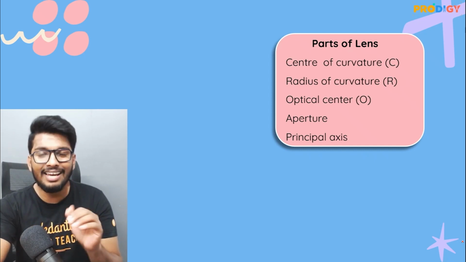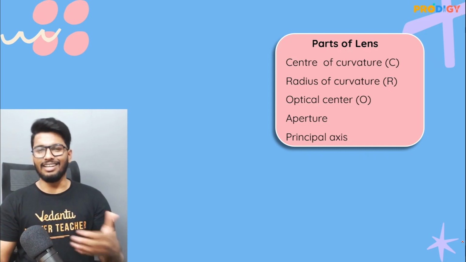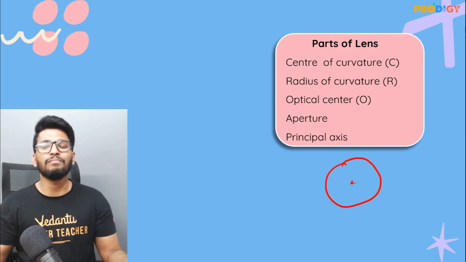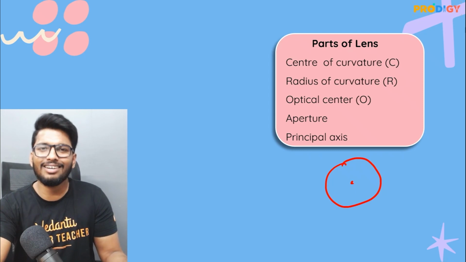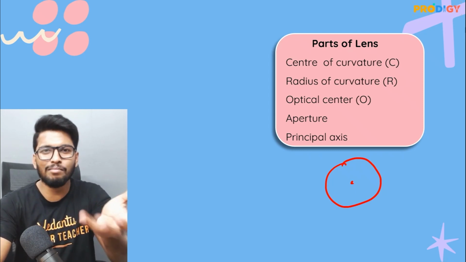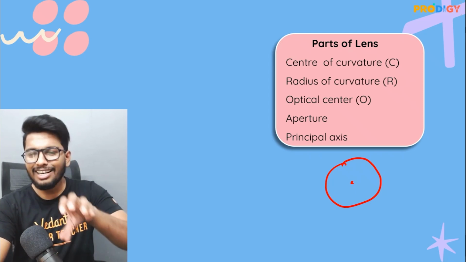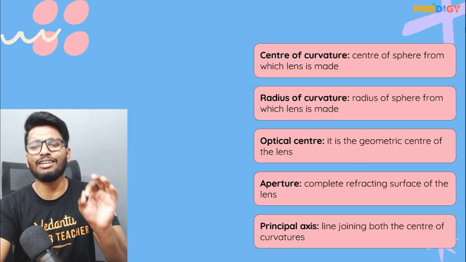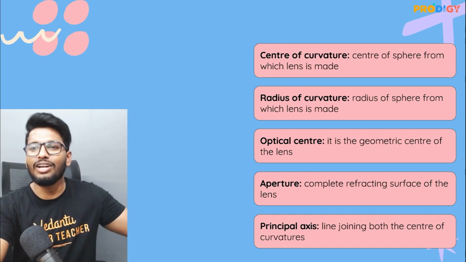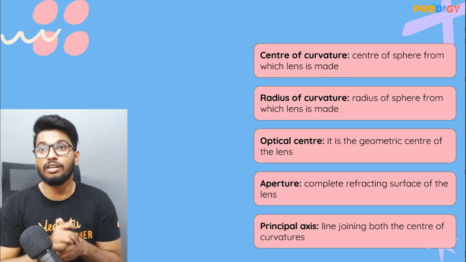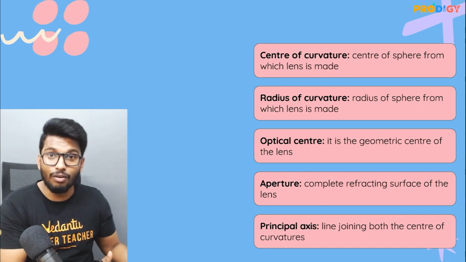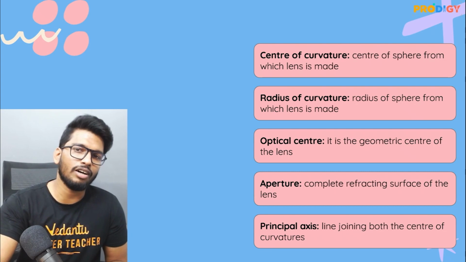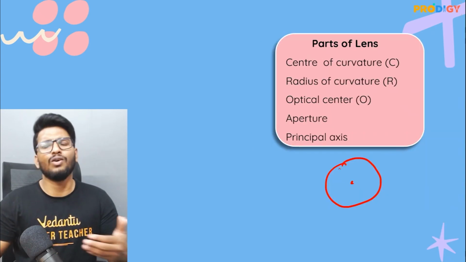And more importantly, the spheres are just like a circle. Now, if you think about a circle, guys, a circle has a center, right? In the same way, a sphere would also have a center. A sphere is nothing but a three-dimensional circle, isn't it? So the center of the sphere is called the center of curvature. Simple as that. The center of the sphere from which the lens was derived, that is called the center of curvature.